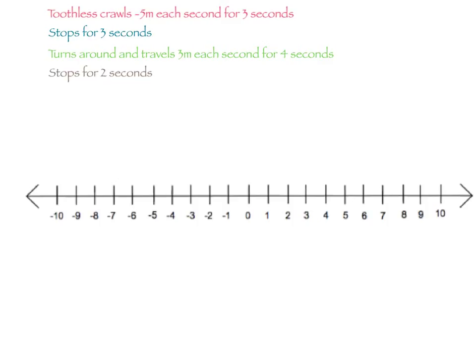Stops for 2 more seconds. Finally, keeps going in the positive direction at 2 meters each second for 3 seconds. So keeping in mind that Toothless started at +7 meters, please draw the motion map for Toothless's motion. Pause the video, and then when you're done, play it again to see the answer.